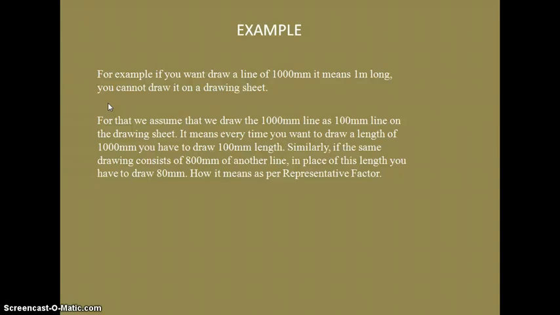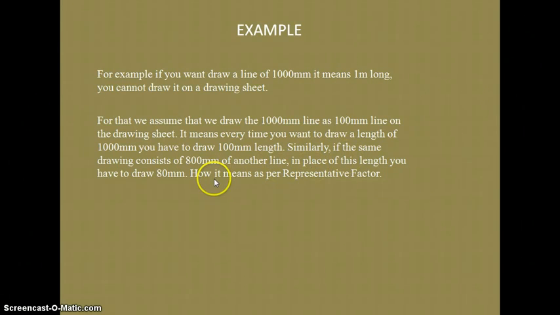So what are we going to do to represent that 1 meter line on a drawing sheet? For that we assume that we draw the 1000 mm line as a 100 mm line on the drawing sheet. That means we draw using a 100 mm dimension, and we represent that dimension as 1000 mm. Every time we want to draw the length of 1000 mm, that is a 1 meter line, we draw a line of 100 mm. That is the proportionality here.